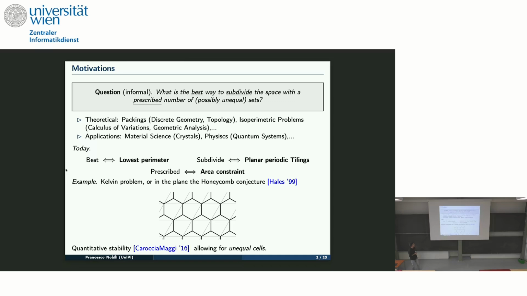Okay, so why unequal cells? I will say something about physics literature later, but mathematically, if you're interested in this question as in the stability of these questions, and you would like to know how almost, say, minimal configurations look like, then it's very natural to allow for unequal cells. This is one first motivation.